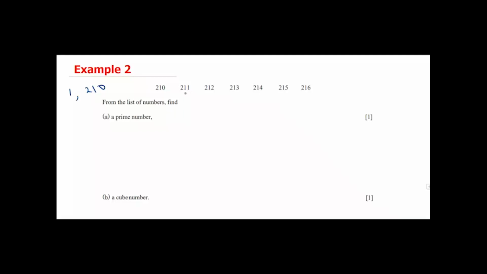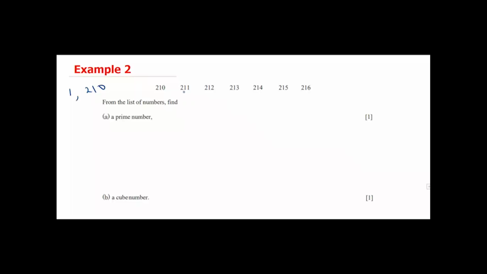Now let's go to 211. Okay, 211 is not divisible by 2. Why? Because of the last digit. Let's see if it is divisible by 3. You check. A number is divisible by 3 if the sum of the digits is divisible by 3. 2 plus 1, 3. 3 plus 1, 4. 4 is not divisible by 3. That means 211 is not divisible by 3.